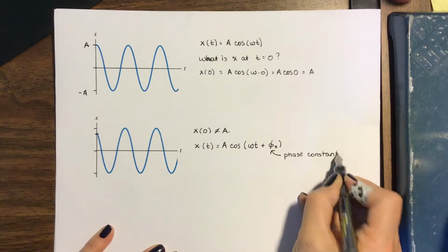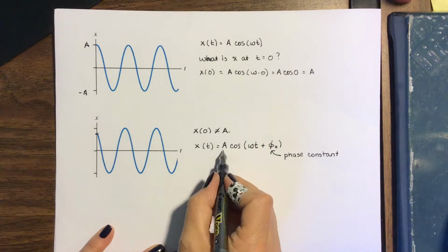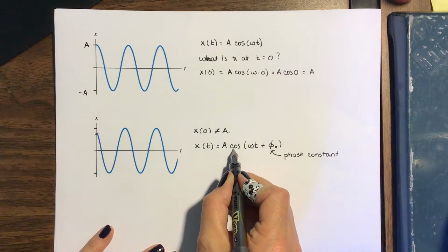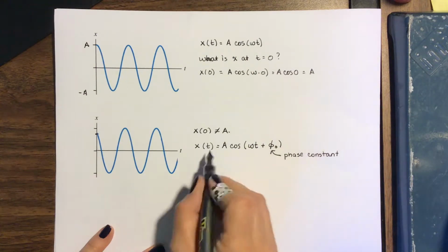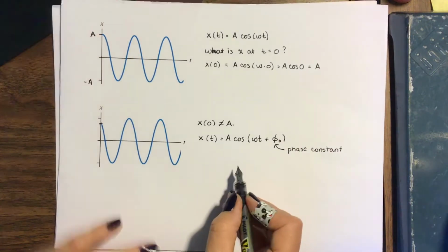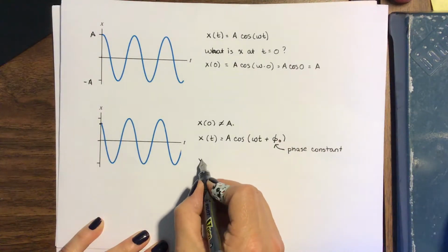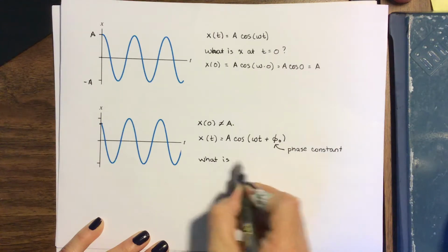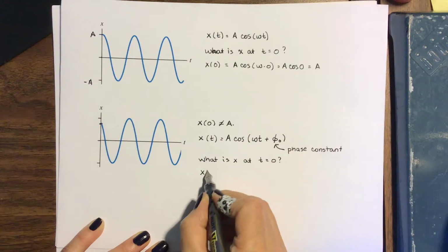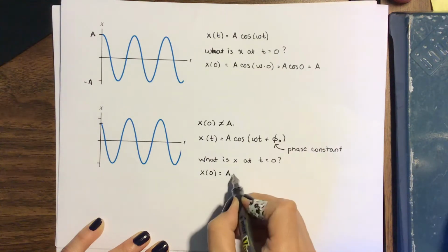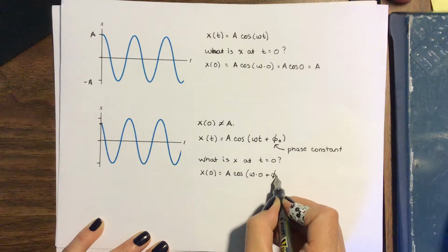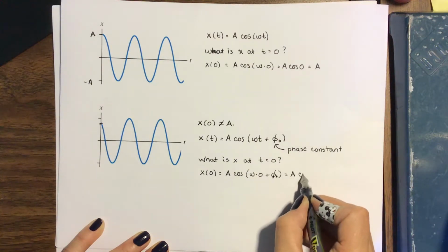Okay, so everything else is the same: amplitude, angular frequency, period, still a sinusoidal oscillation, but we have something different when t is equal to 0. So now let's ask for this graph, what happens when t equals 0? What is x at t equals 0? So x of 0 in this case is equal to A times cosine of omega times 0 plus phi naught, equals A times cosine of phi naught.